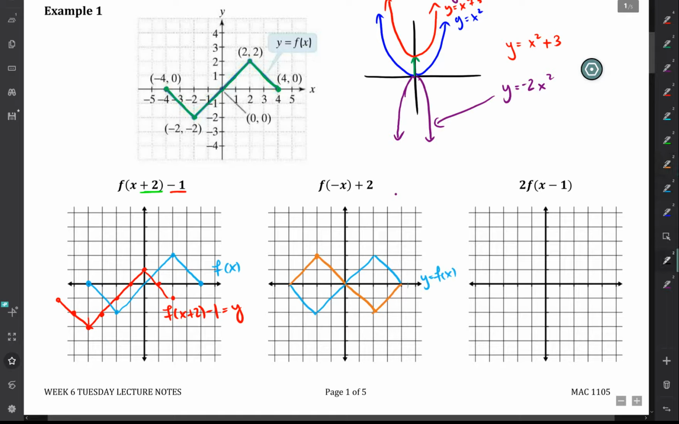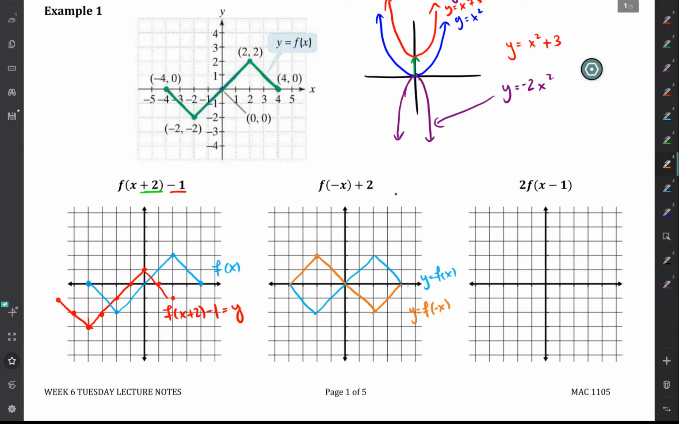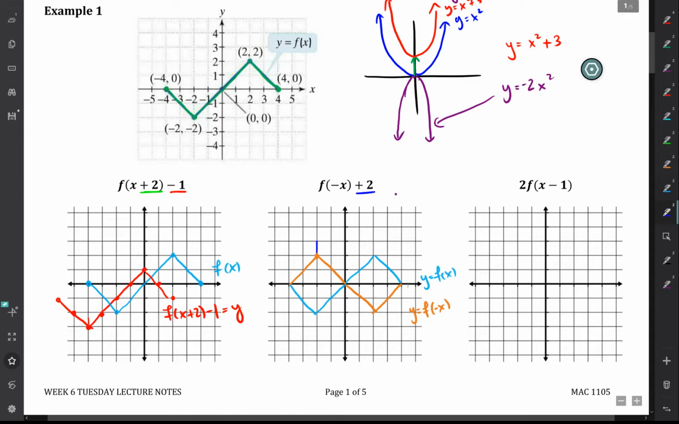Okay, and so you should think of this as reflecting that point there. This point's getting reflected over there. This point's getting reflected over there. And so the brown graph that I've drawn is y equals f of minus x. And now we need to add 2. So the plus 2 is going to ask us to shift everything up 2 units. So the final graph should look something like this. So this should be y equals f of minus x plus 2.